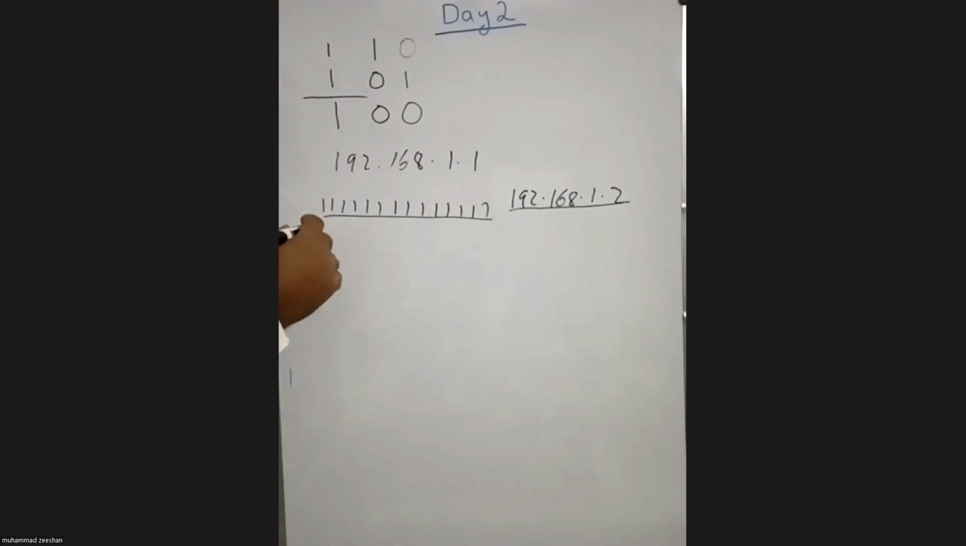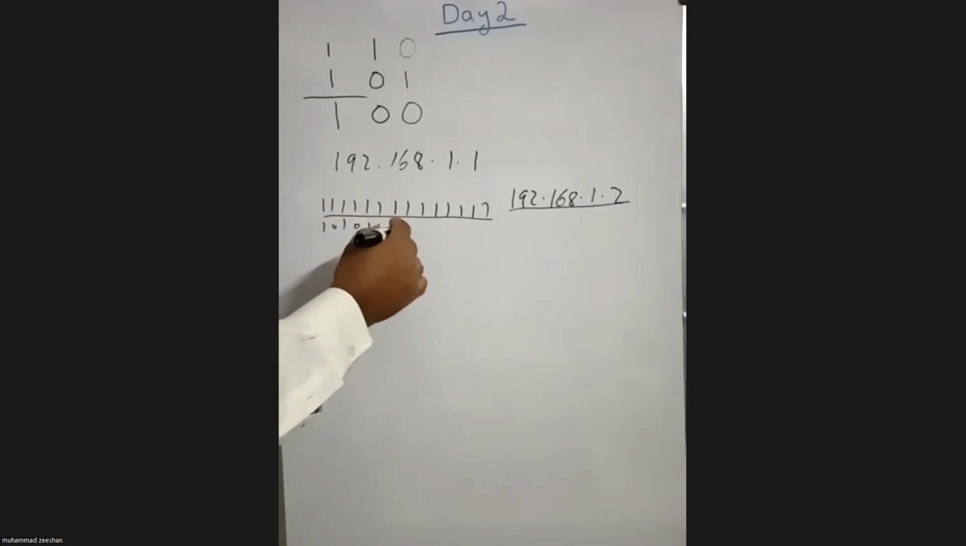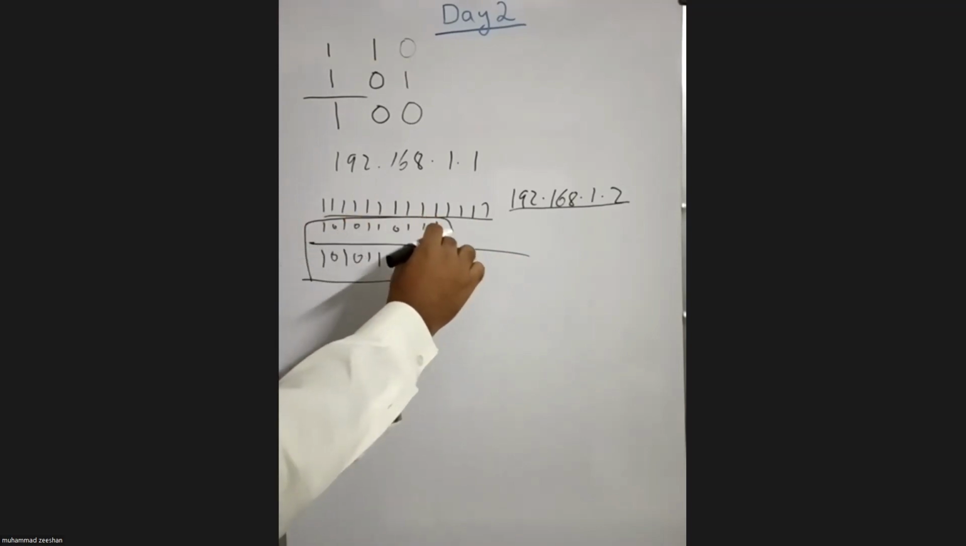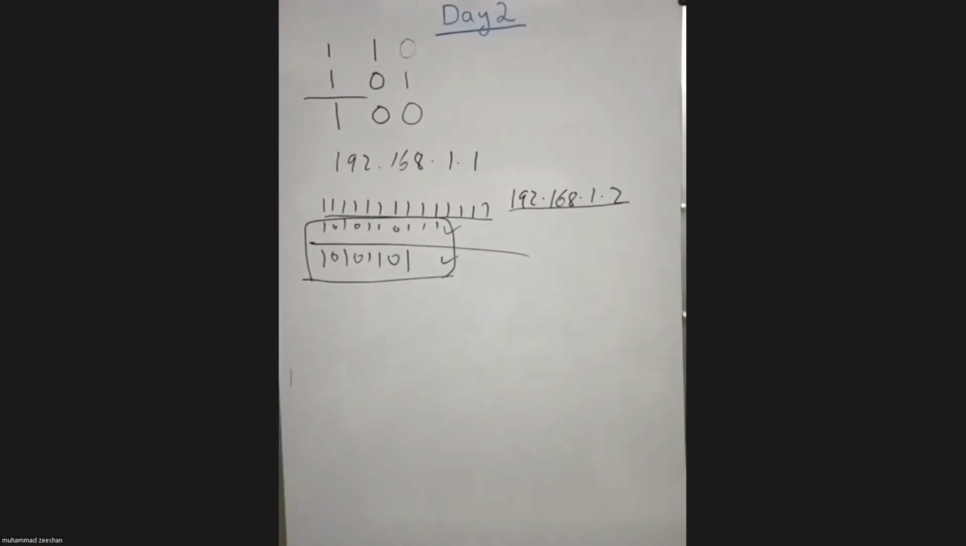Let's say the MAC address may be 101.0.1.1.0.1, and so on. It will perform an AND operation. 1 and 1 is 1. 1 and 0 is 0. 1 and 1 is 1. 1 0 0 1 1 0 1. So actually, these both are the same.